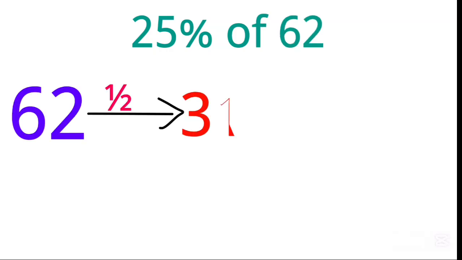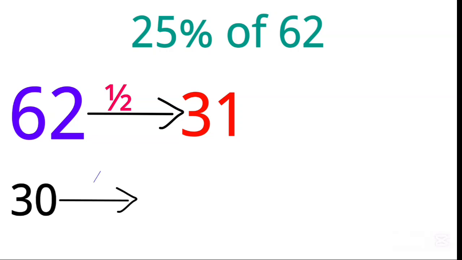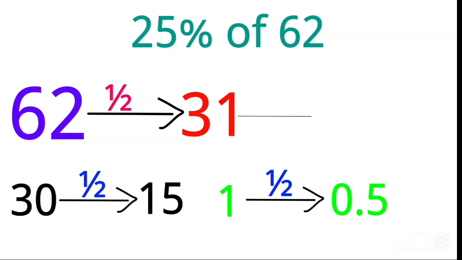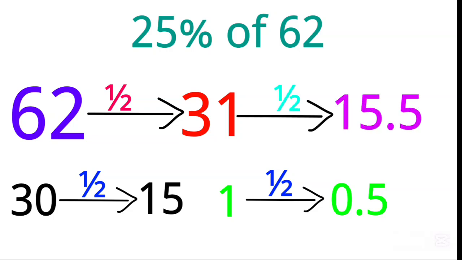25% of 62. Most people panic here because of the odd number. Half of 62 is 31. Now what's half of 31? Half of 30 is 15. Half of 1 is 0.5. Answer, 15.5. You didn't fail because you don't fear decimals.